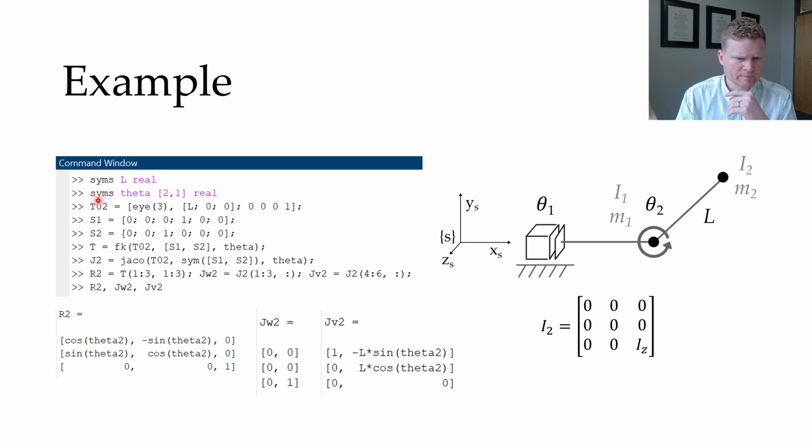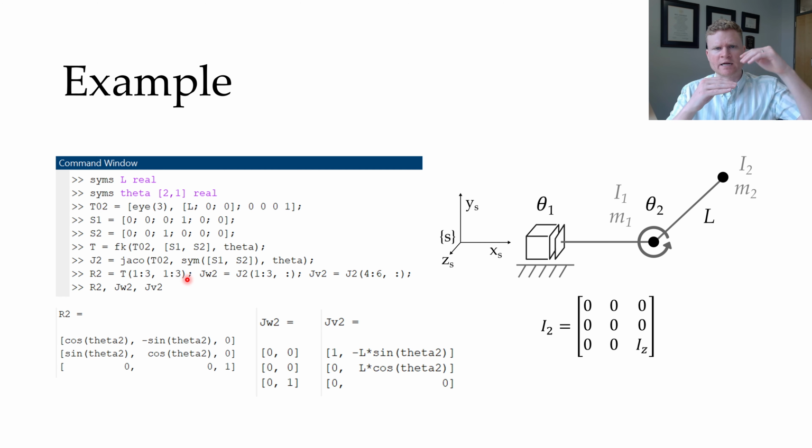I start off the same as before. Now T02, that's my transformation matrix from S to the second one. It's identity and then L00, just what we defined. I've got the 2 screws I defined. And then I find T, my forward kinematics, and J2, my Jacobian for the second center of mass. Now I need to isolate the elements I'm looking for. For the rotation matrix, remember that's the top left component of my transformation matrix. And so that's what I find right here. I extract out the corresponding rotation matrix.